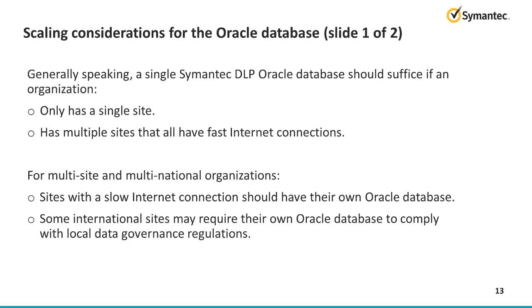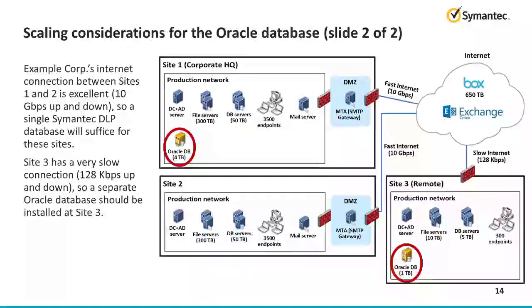However, for a multi-site organization that has 1 or more sites with poor internet connection speeds, it is preferable to install a separate Oracle database at each of the sites with a slow connection. Additionally, multinational organizations may be required to install separate databases at some sites in order to comply with local data governance regulations. For our Example Corporation, they have 3 sites that are spread out over 3 countries.